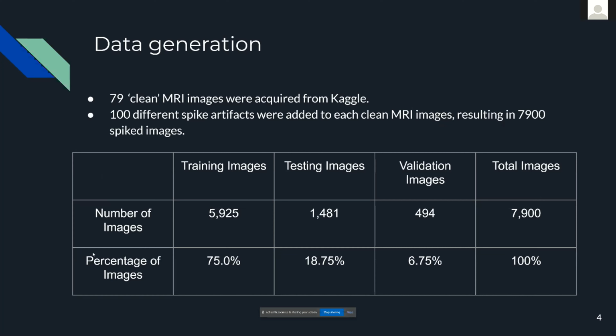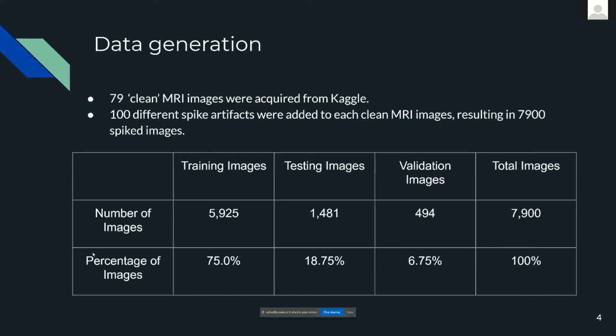Was the split between training and testing done on the 7,900 spiked images, in which case some of the validation set data could already have been seen with another spike? When did you split it? Did you split all the original images first and then add the spikes, or did you add the spikes and then split the data? We split the data.